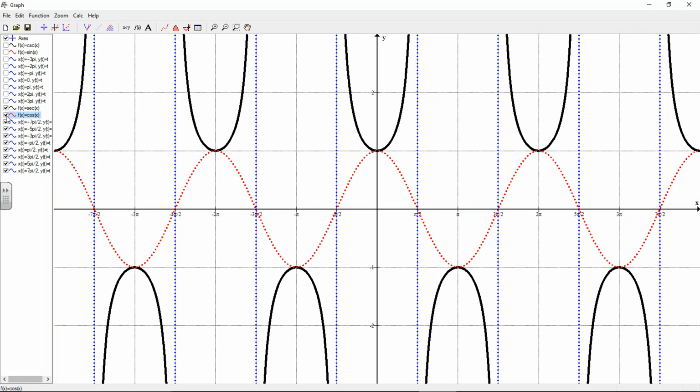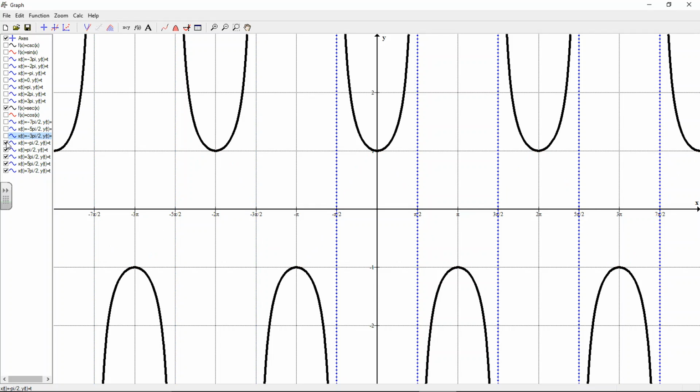So that's just a real quick explanation of where those come from, as far as the graphs of secant and cosecant. And I'll be doing another video shortly on the same kind of deal where the graphs of tangent and cotangent come from.